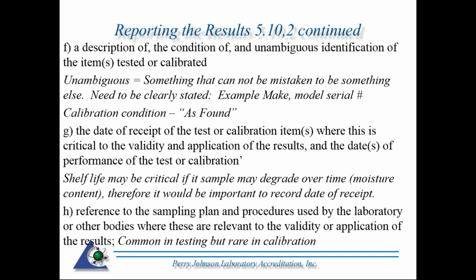F, a description of the condition of and unambiguous identification of the items tested or calibrated. Again, that word unambiguous pops up. Basically, it means there's something that cannot be mistaken to be something else. It needs to be clearly stated exactly what it is that you're testing or calibrating. A clear example of this could be the make, model, and serial number. You have to have the condition. In calibration laboratories, you often get that in the as-found values that you report to customers.